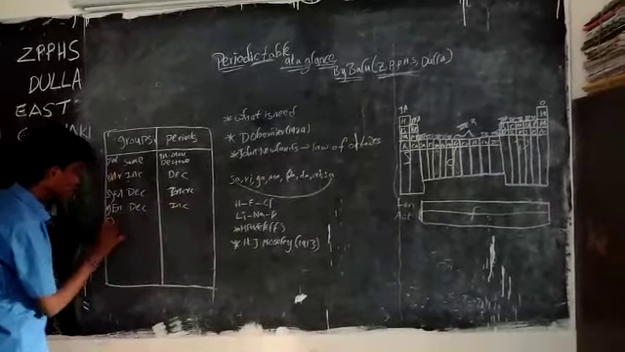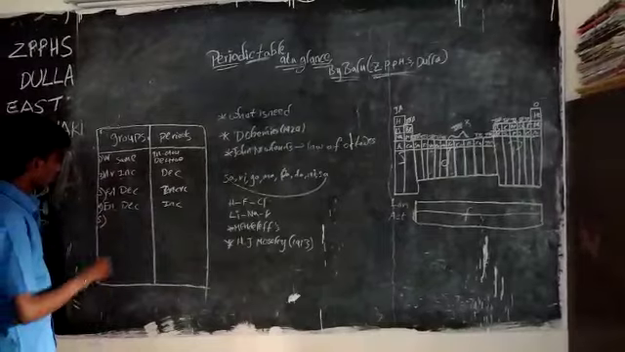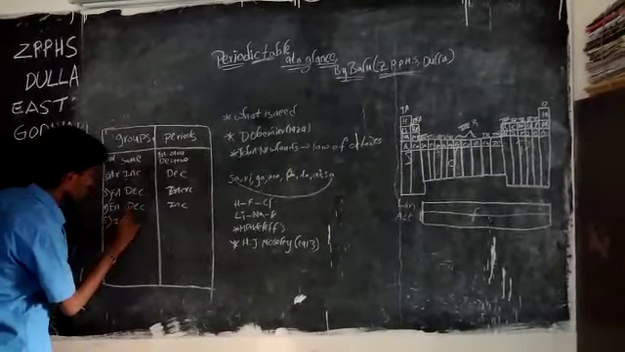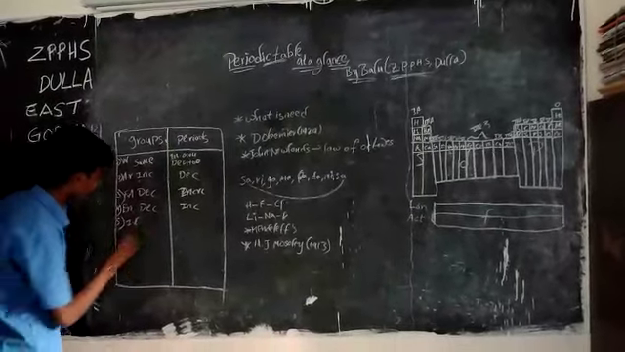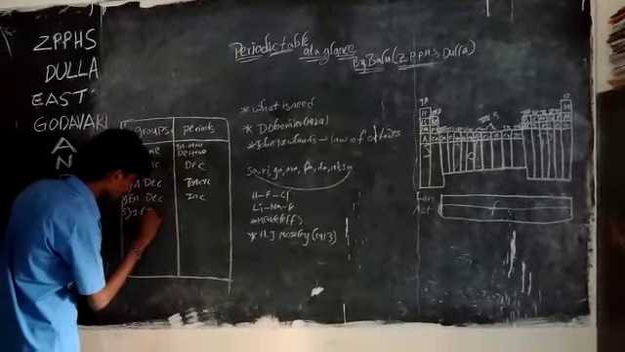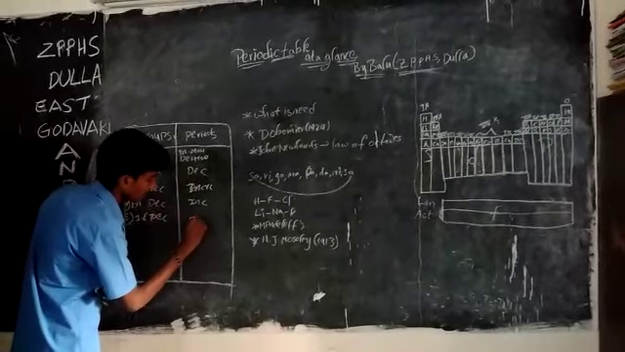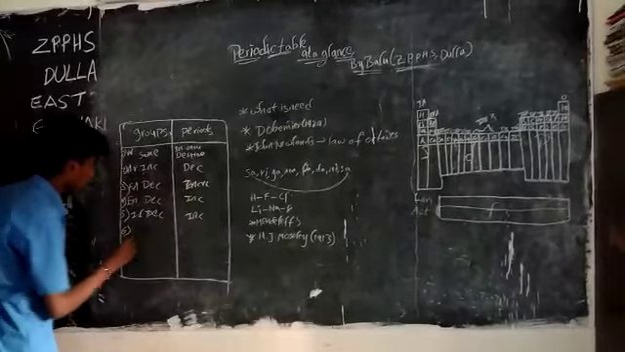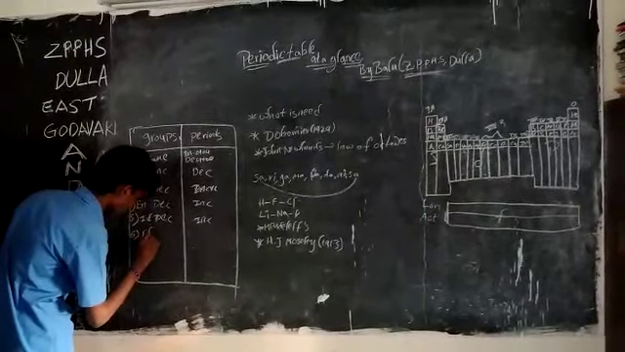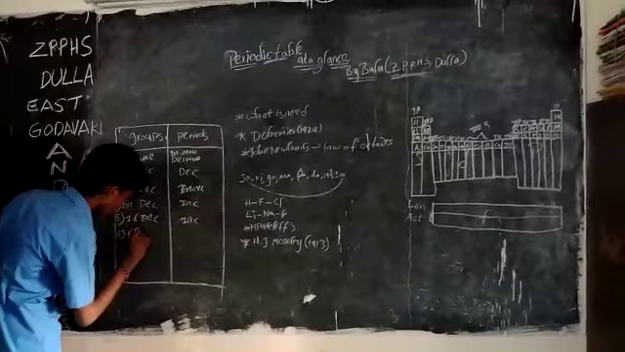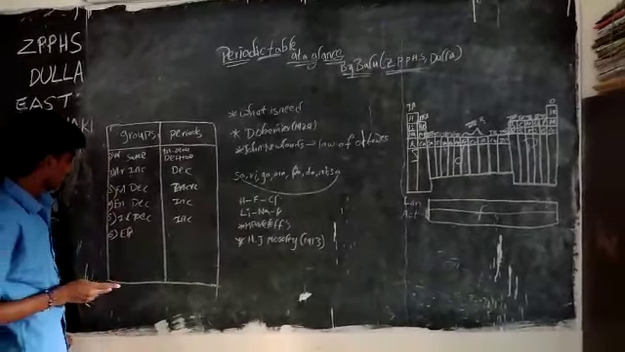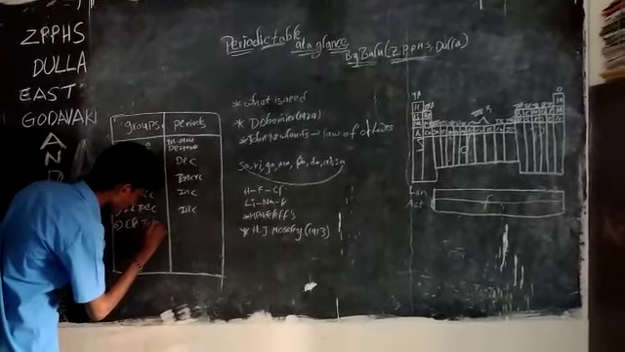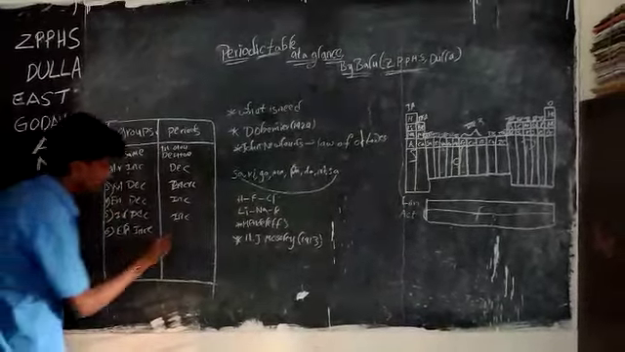The fifth property is ionization energy. It also decreases in groups and increases in periods. The sixth property is electropositivity. It is the opposite of electronegativity, so it increases in groups and decreases in periods.